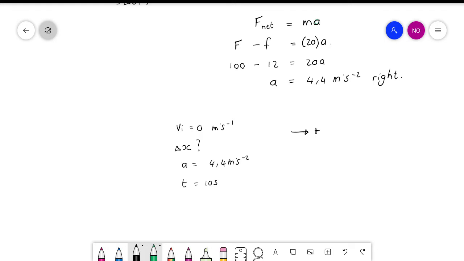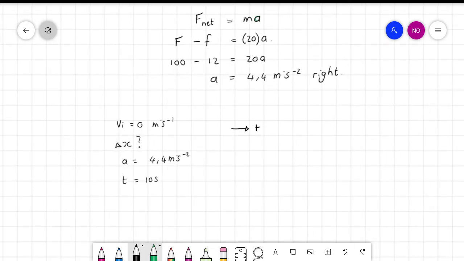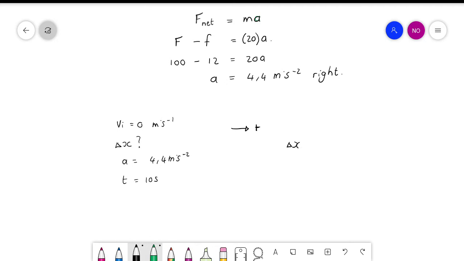Onthou julle hierdie van laas jaar? You guys used to love these. Bewegingsvergelykings. Onthou waarmee is ons besig? Ons is besig met meganika. Newton wou gaan beskryf het hoekom beweeg voorwerpe soos wat hulle beweeg. So hier gaan oor beweging, okay? Goed. So then you go to your formula sheet and you pick the correct one. And you substitute.